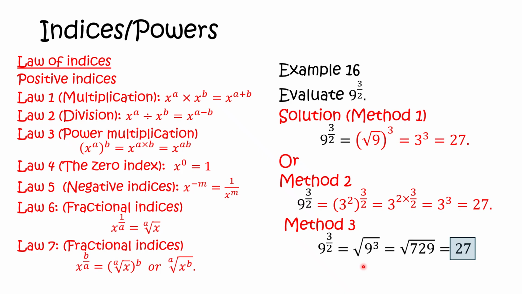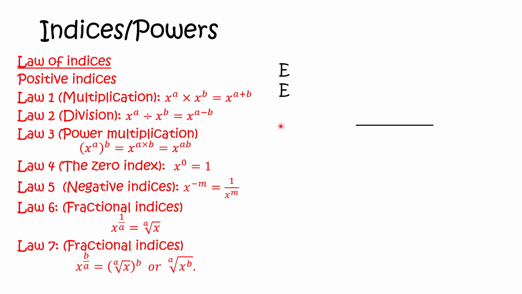We can have method 3. For method 3, what we would do is we would start by raising the base to the cube, so that we have 9 cubed, then finding the square root of that, so that we have the square root of 729 to get 27.